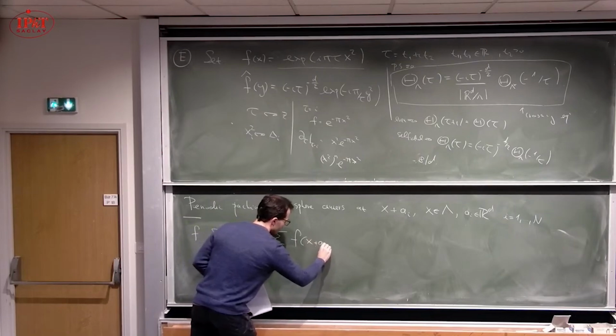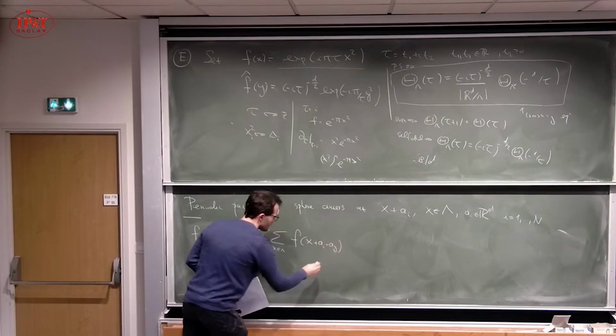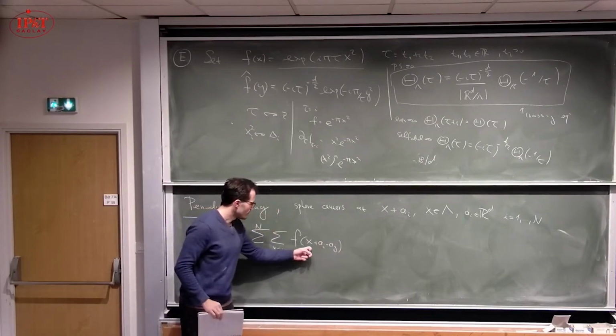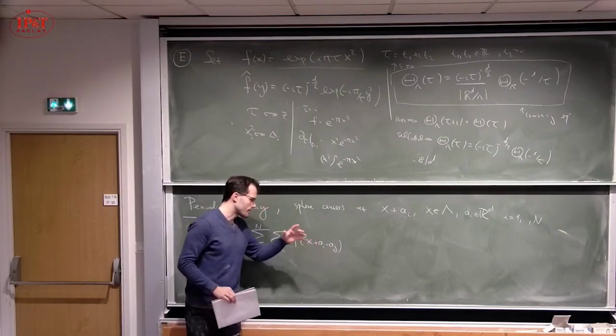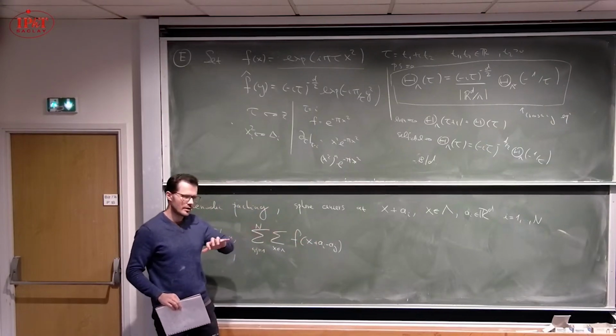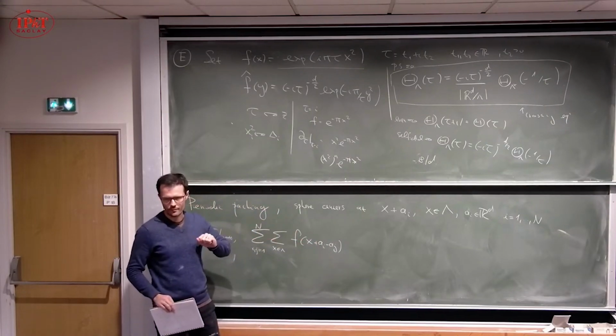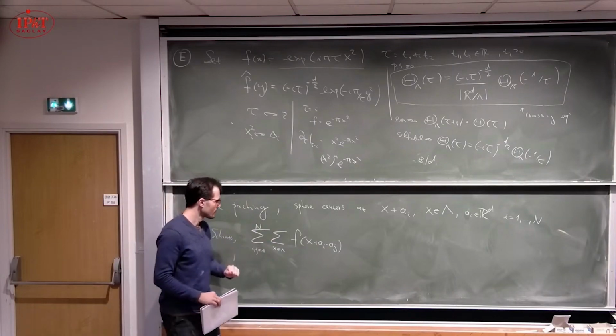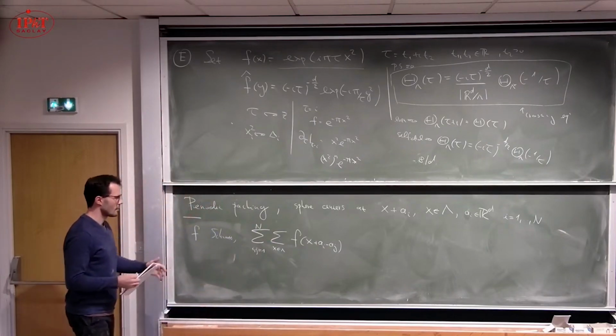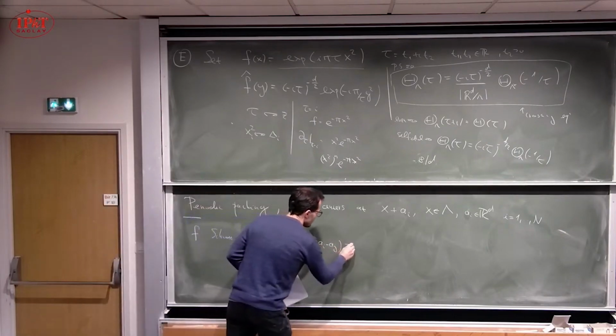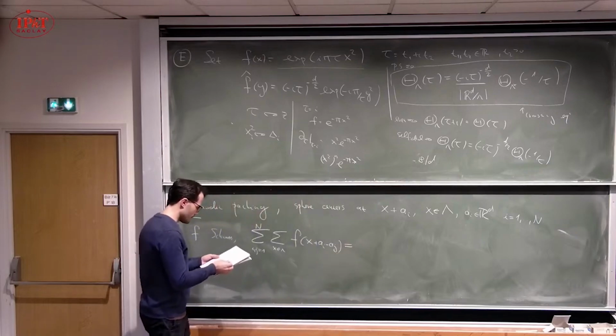So x plus ai minus aj. Right, so the set of possible x plus ai minus aj are precisely the set of vectors which separate different sphere centers from each other. Okay. And what does the Poisson summation formula tell us?